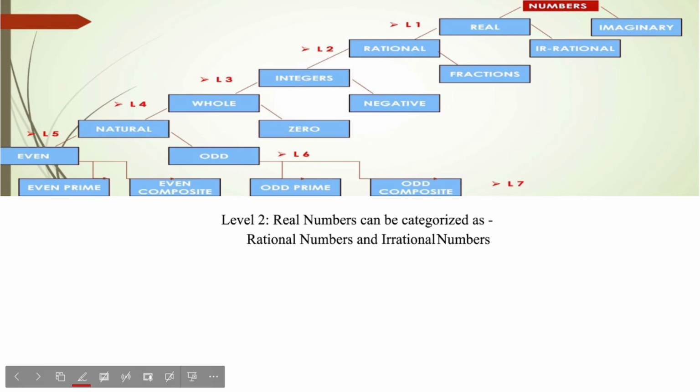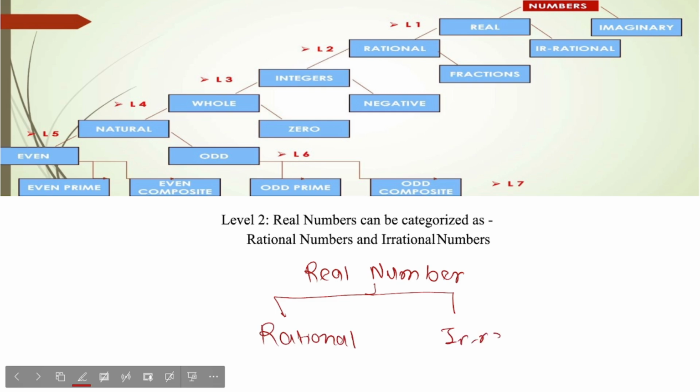So friends, in our first level we discussed real numbers and imaginary numbers. Now in our second level we have two different categories of real numbers only. The real numbers are categorized into two parts. The first part is rational numbers and the second part is irrational numbers. Two parts, or we can say two types. So what is a rational number and what is an irrational number?